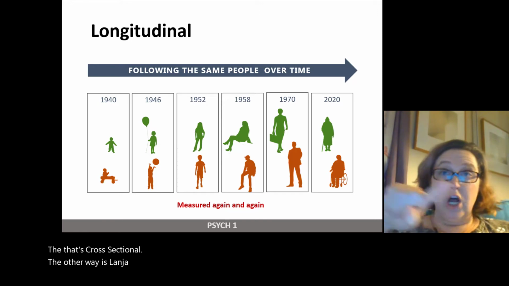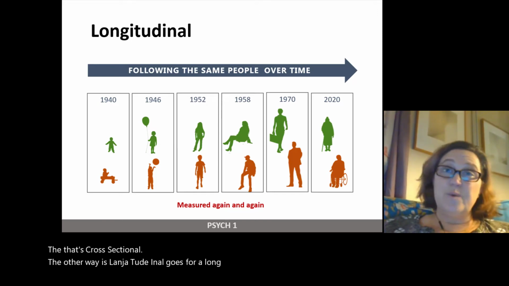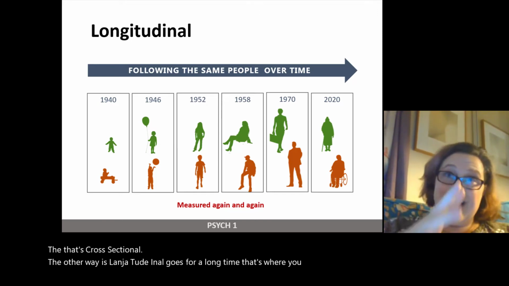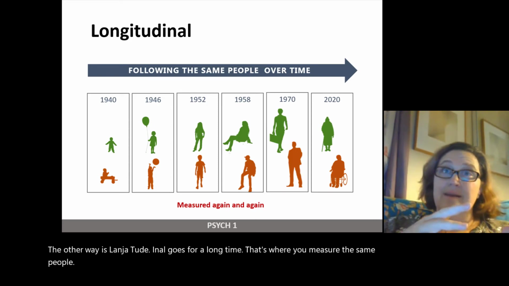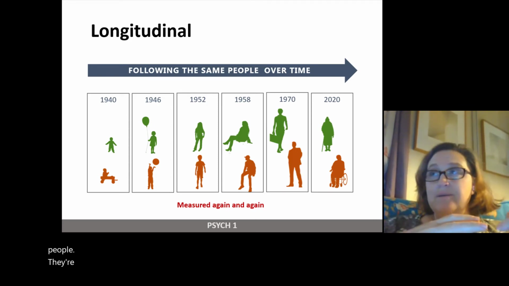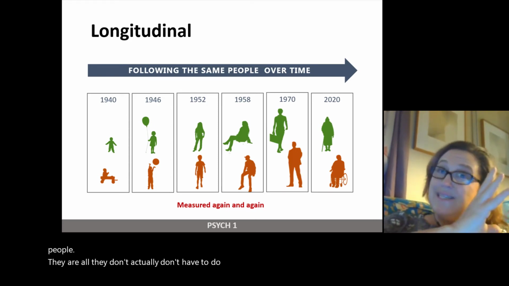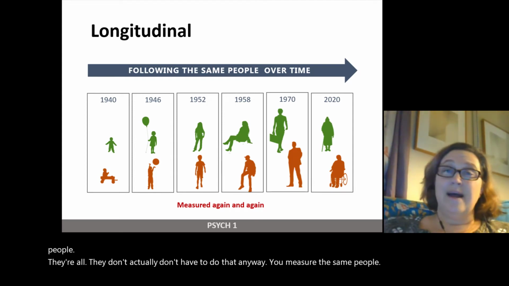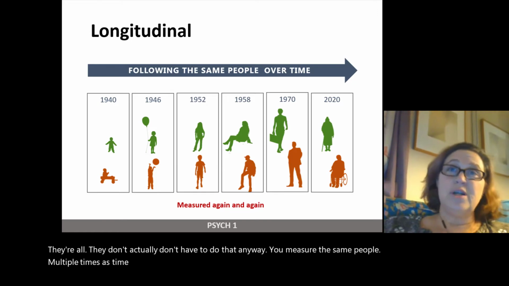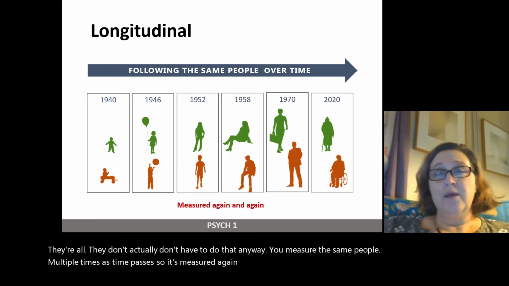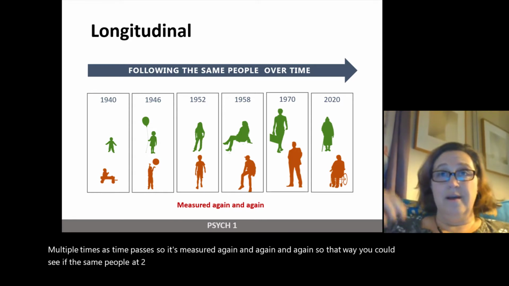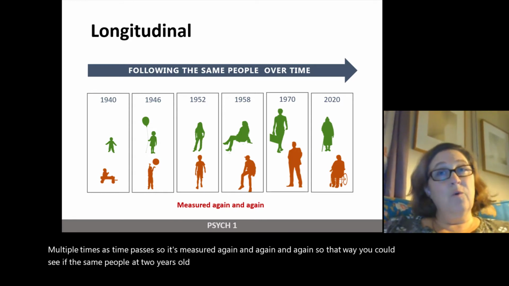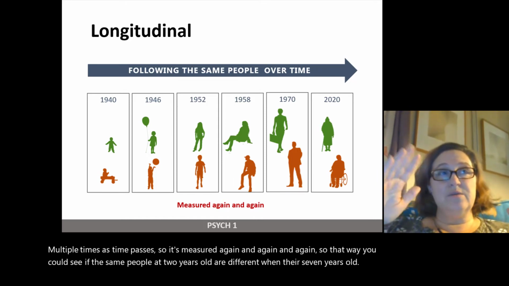The other way is longitudinal. It goes for a long time. That's where you measure the same people multiple times as time passes. So it's measured again and again and again. That way you could see if the same people at 2 years old are different when they're 7 years old.